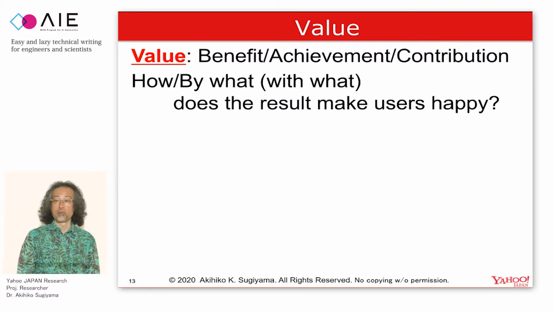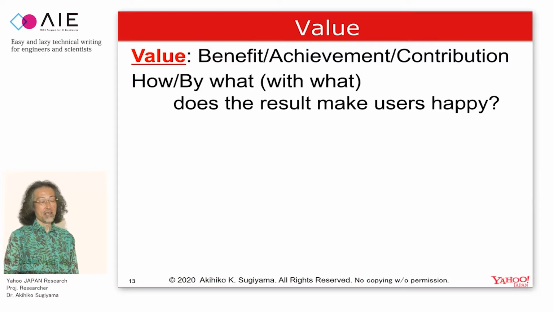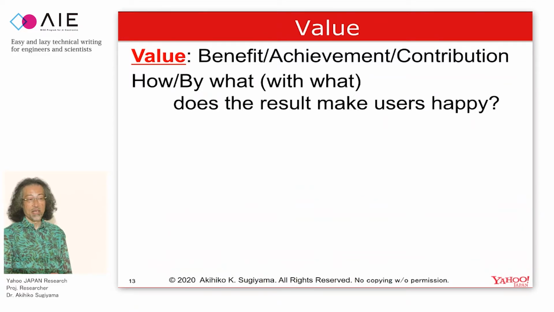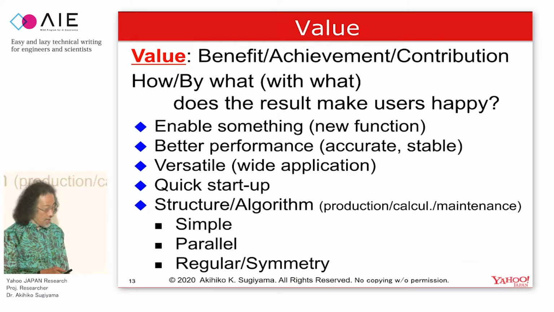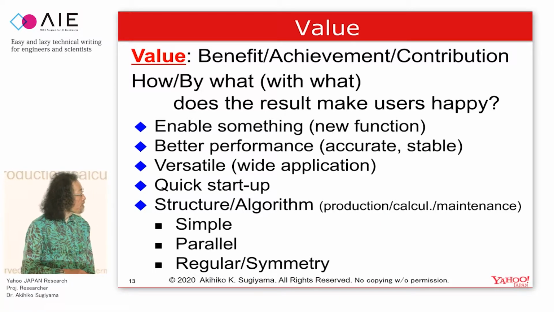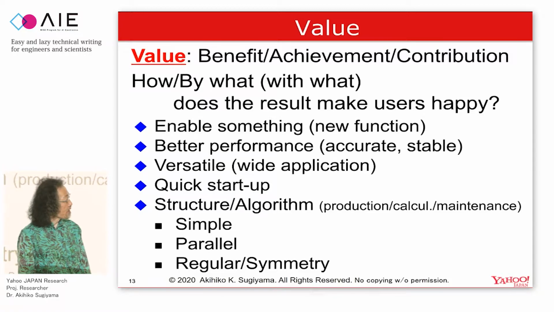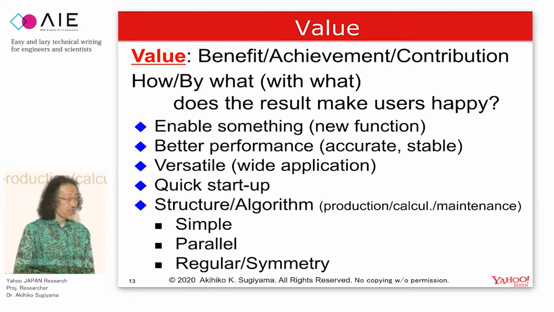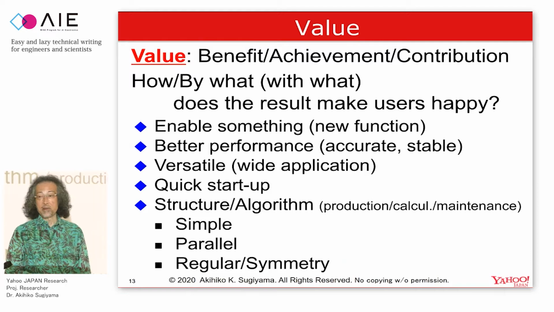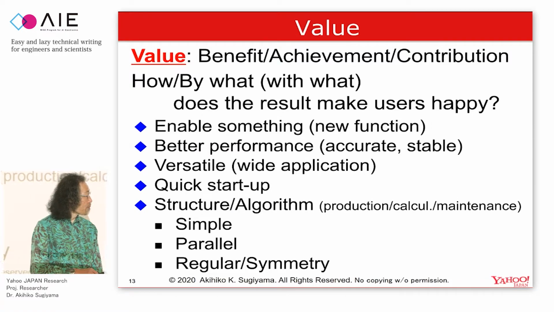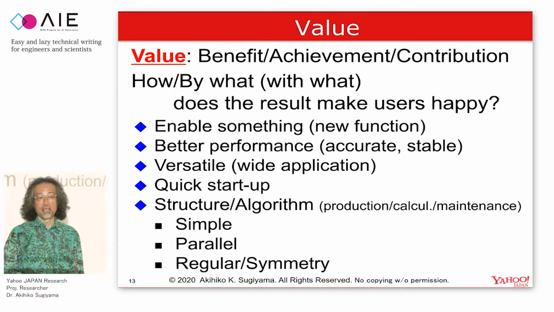Somebody happy, or many people happy, make their lives more convenient. So ask yourself this, so that you will be able to find the value of your paper or your research. It may be a new function to enable something. It may be some better accuracy or stability to achieve better performance. It may provide wide applications so that it becomes versatile. It may provide quick start so that everybody will be happy.